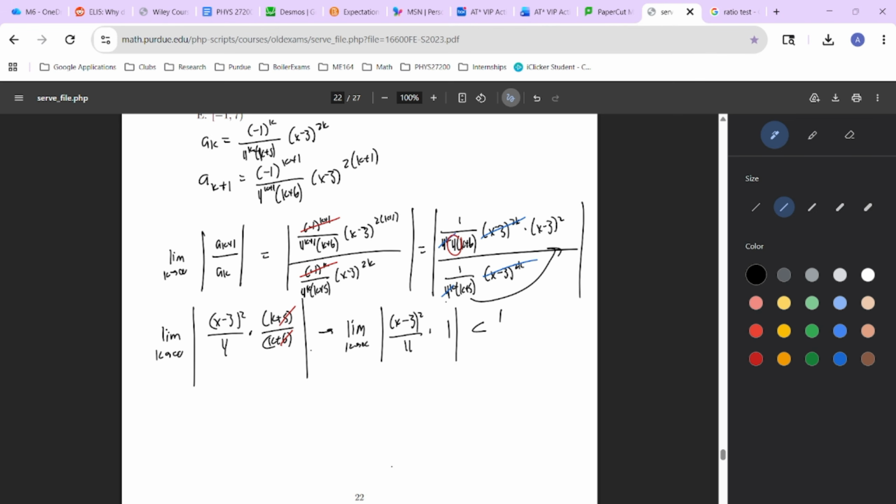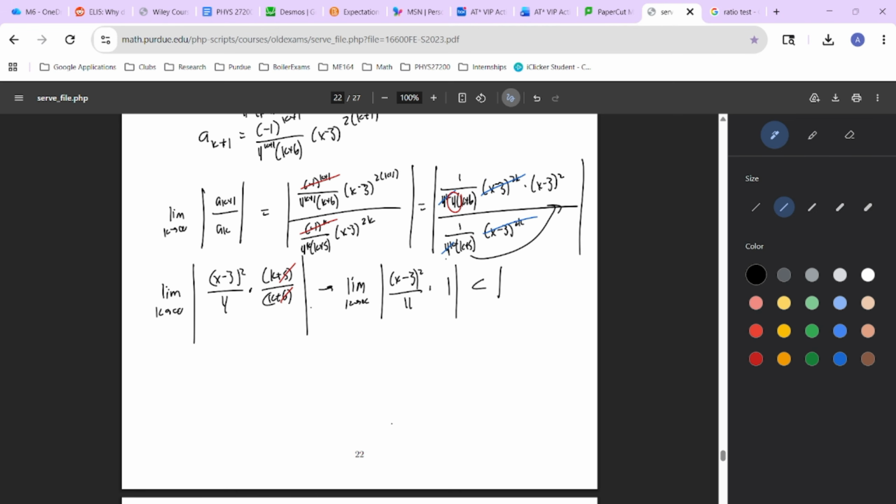This must be less than 1. So we'll do that. As you'll notice, there are no more k instances in this inequality, so we can just eliminate the limit here. And we're left with the absolute value of x minus 3 squared over 4 must be less than 1 for all values of x. But we notice there are no terms in here with a negative value, so we can take that out. So it's x minus 3 squared over 4 must be less than 1. Well, we need to solve for x. Bring the 4 over. x minus 3 squared must be less than 4 in this case.